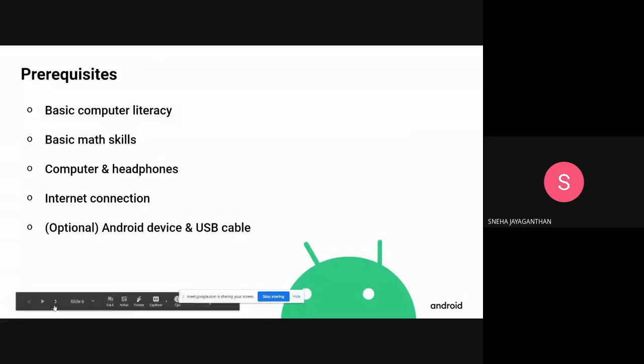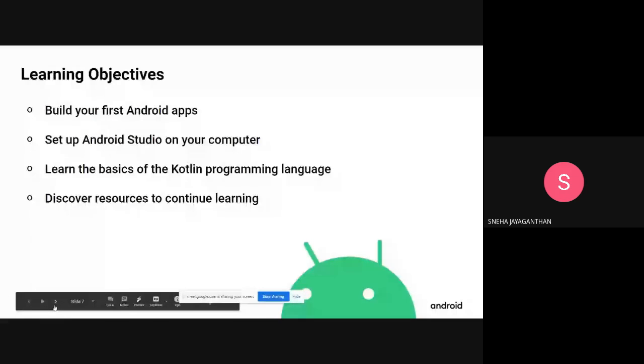So let's talk about the learning objectives. You will learn as a part of this new to programming track. First and foremost, the goal is for you to build your first Android app. To do this, you will have to install Android Studio on your computer, which is an application to build Android apps. I sent the links for installing Android Studio on your PCs. You can go through those links and try to install it before the next session. Along the way, you'll also be exposed to programming concepts and the Kotlin language. At the end, we'll also talk about resources on how you can continue learning and building apps beyond this event.